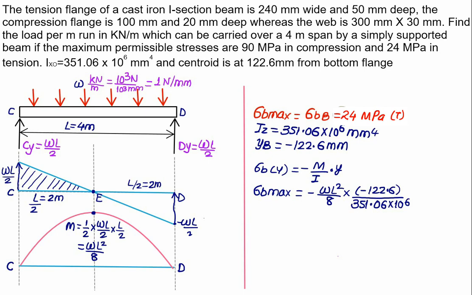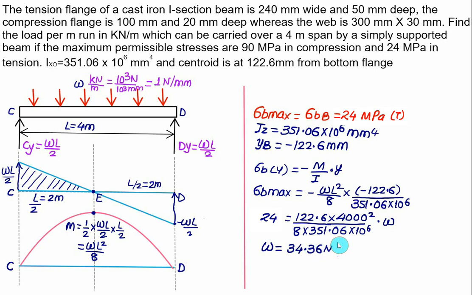Here the maximum bending stress you have to put equal to 24 megapascal, and minus becomes plus. We have the constant 122.6 divided by 8 divided by 351.06 into 10 to the power 6. Further we have L square. We have total length equal to 4 meter, so it will be 4000 square multiplied by UDL W. So we can solve for the value of UDL, and from this we get W equal to approximately 34.36 Newton per mm.